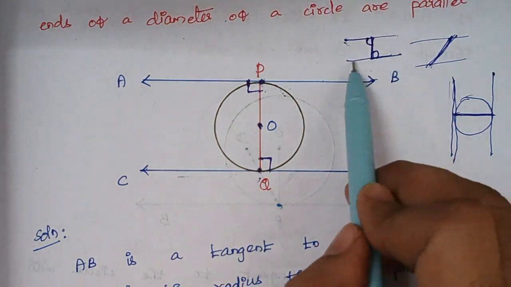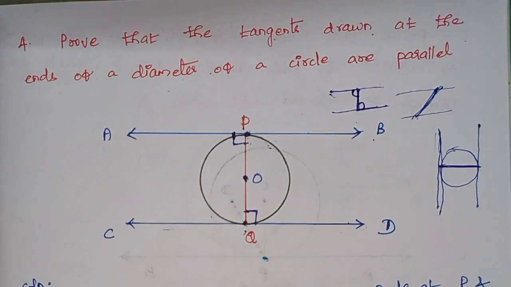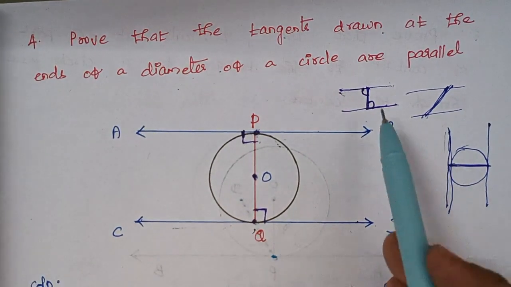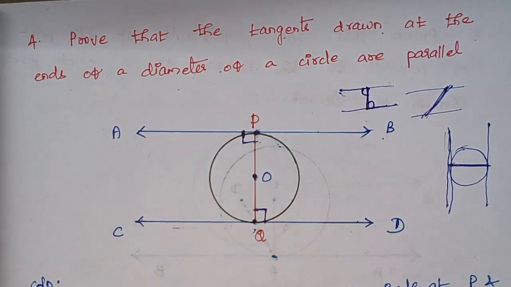Therefore, these two tangents AB and CD are parallel. Can you get it? And finally, we can prove that since these alternate angles are equal, the tangents AB and CD are parallel.